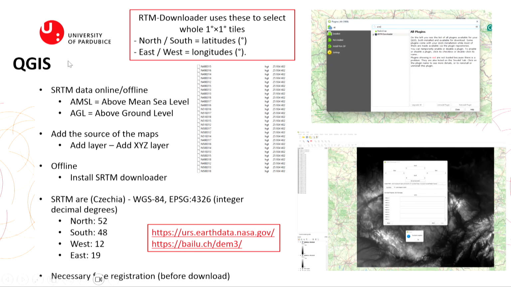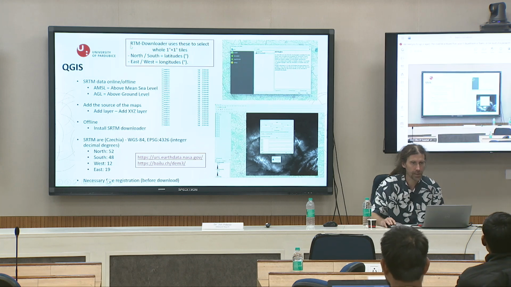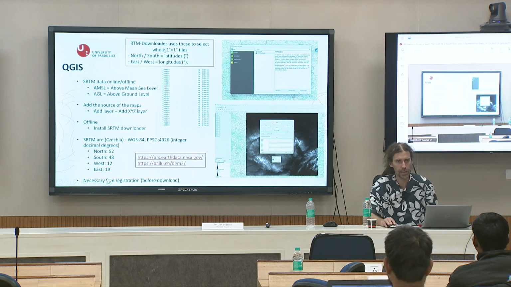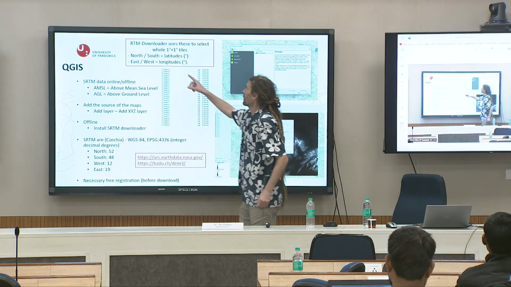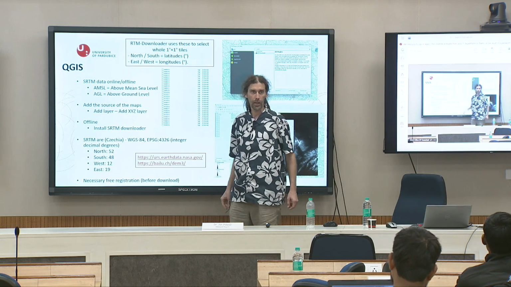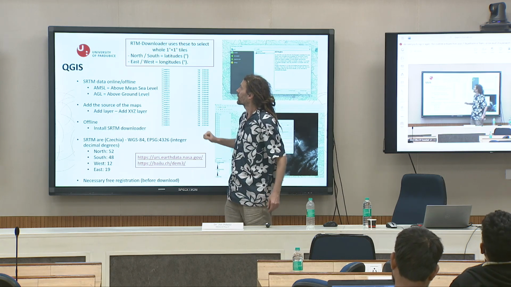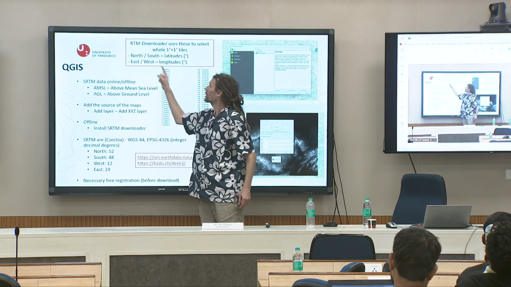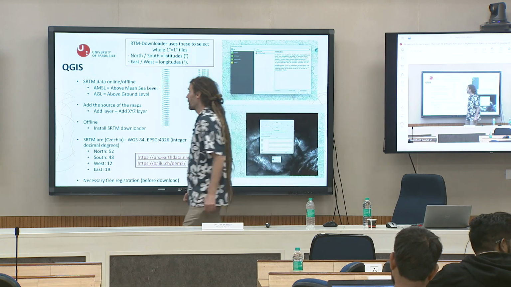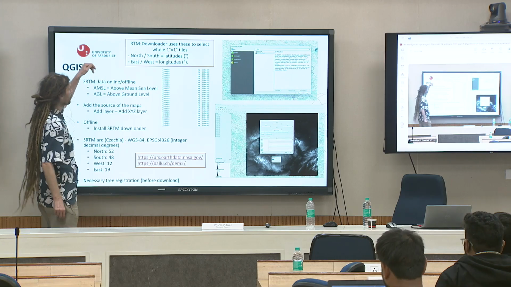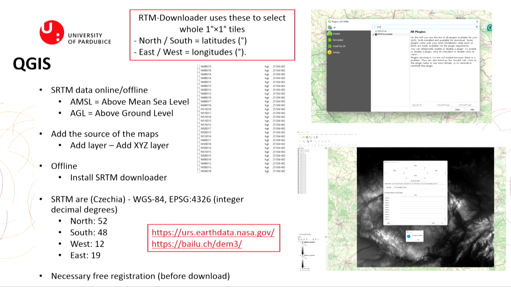So SRTM, okay, there is the SRTM downloader that uses this style. The size of one tile is 1 degree, and it is north-south latitude, east-west longitude. As I showed you in this plugin already, SRTM data you can work with online or offline. And be careful, there are two differences also.